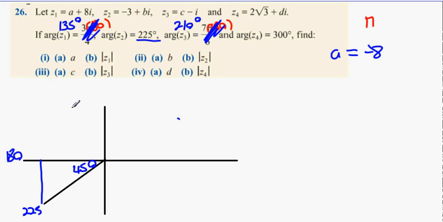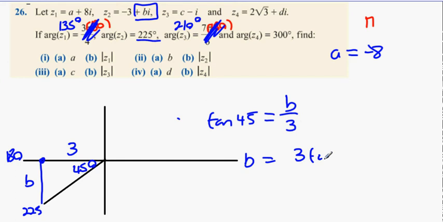Now what it says is that it's going to be minus 3, so minus 3 across, which is the same thing as 3 here, and then we're going to have B down, and B is going to be a negative number. Just to let you know, it has to be negative to go downwards. So we're going to get tan 45 equals B over 3. B equals 3 tan 45. B equals 3. Now because it's going downwards, in the third quadrant, B has to equal minus 3. So this complex number B is therefore minus 3.